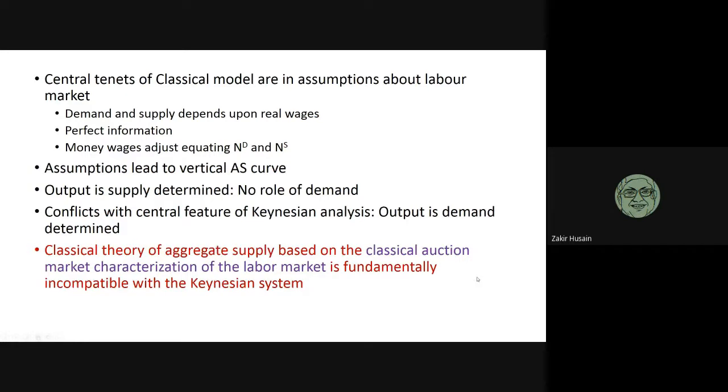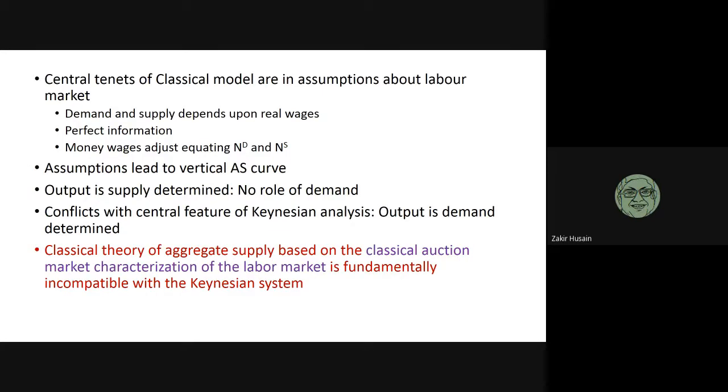Then we shift to how the classical model and the Keynesian model differ from each other. Now, the central tenet of the classical model is regarding the labor market. It was basically assumed that in the labor market, you have the classical auction type bargaining. You have the workers coming and bargaining with the employers, and the bargaining is in terms of money wages.